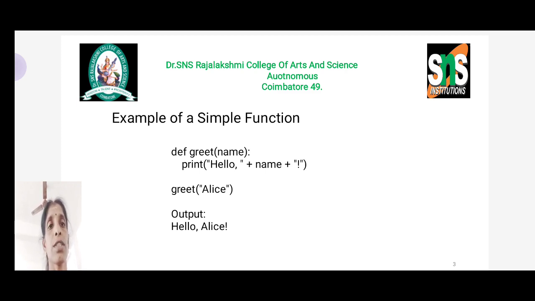So greet is the function name. Instead of name, I apply the value alias. After receiving this alias, my output will be hello plus name. Here name is alias, so the output is hello alias.